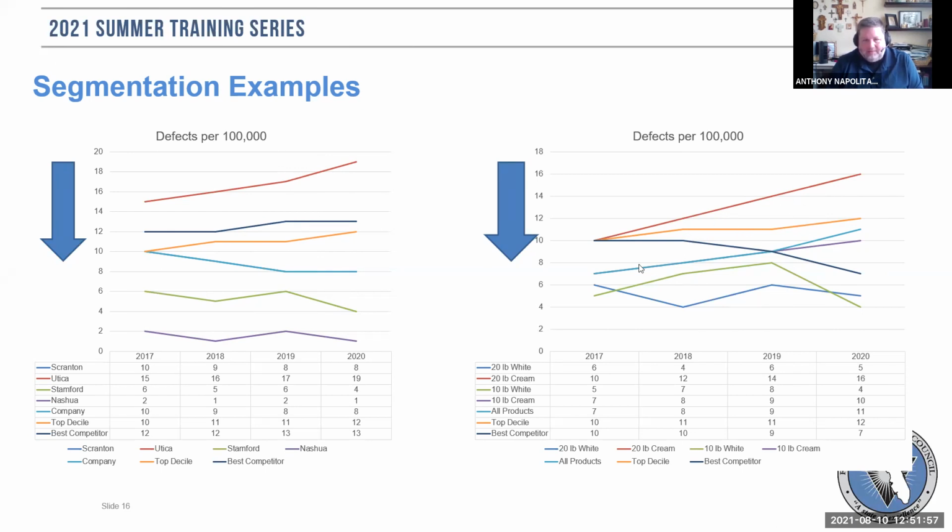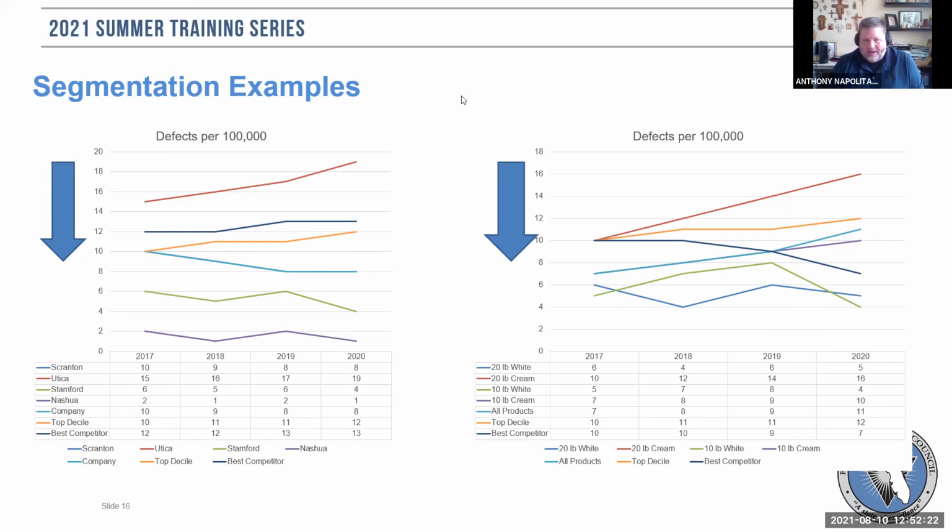Okay, well the creams tend to be causing more problems when I look at the two creams, and even between the poundage weight, you can tell that there's a little bit different process involved in each to help you see where those process problems might be. You have your roll up to all products to tell you that, and your top decile and your best competitor. So, this is kind of what you're doing when you're doing segmentations.